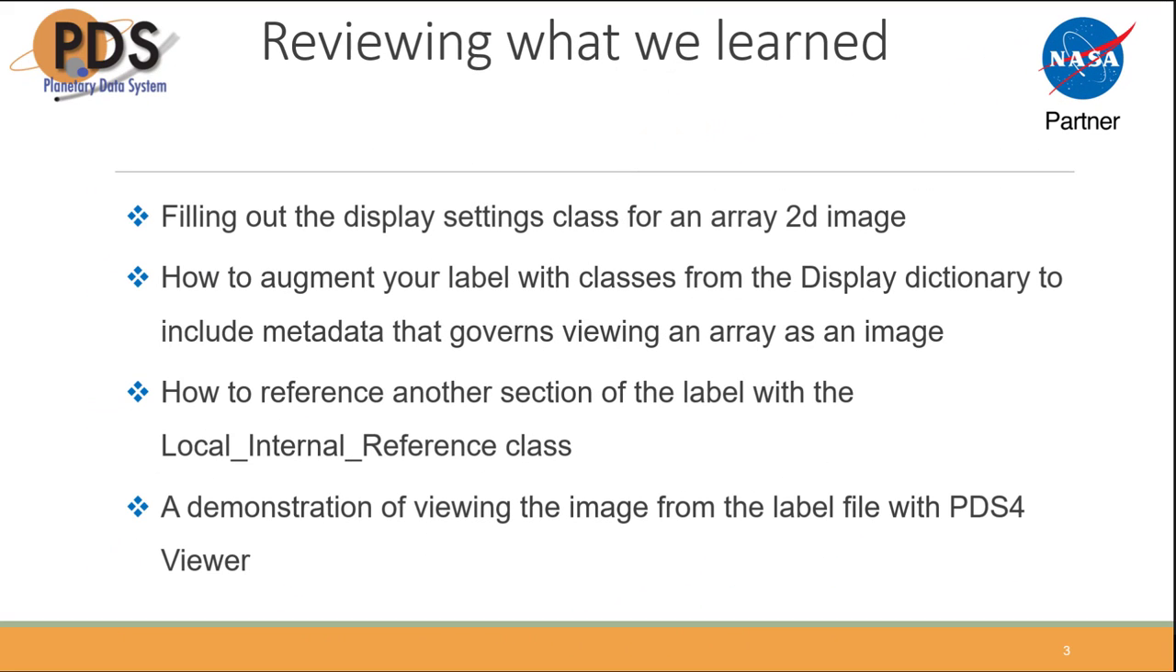In this video, we covered filling out the Display Settings class for an Array 2D image. We showed how to augment your label with classes from the Display Dictionary to include metadata that governs viewing an array as an image, and how to reference another section of the label with the local internal reference class. We also showed a demonstration of viewing the image from the label in the PDS4 viewer.